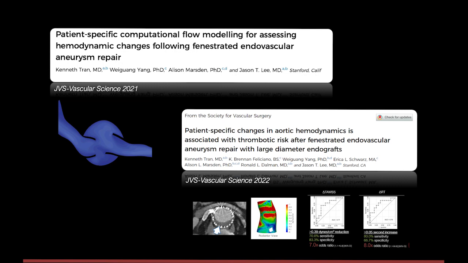I've been fortunate to be mentored by Dr. Allison Marsden in bioengineering, applying some of these novel techniques here for the first time, studying patients that have been repaired with complex EVAR and have even found some correlation to thrombotic events after simple fenestrated repair.